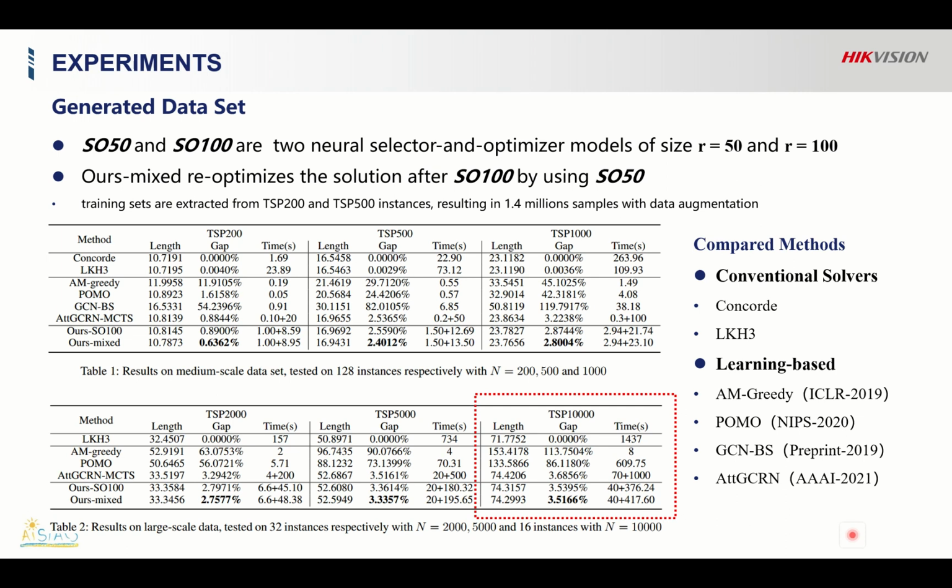We test our methods on different scale TSP problems, compared with both conventional heuristic solvers and learning-based SOTA methods. From this table, we can see that the performance of our methods is better than learning-based SOTA, especially on TSP 10,000. And the solving time of our methods is shorter than half of conventional methods. Here we want to say that we don't aim to strictly outperform conventional methods, but the gap can be further reduced with more inference time.